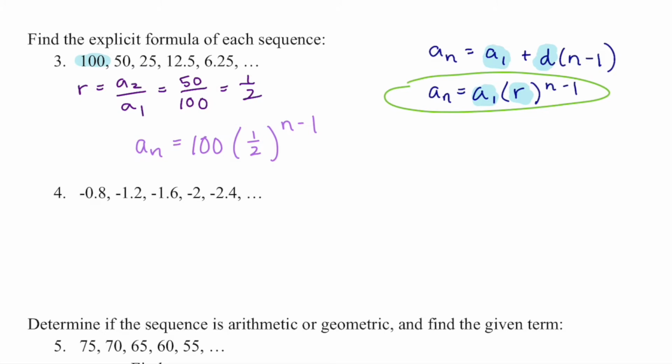I want you guys to keep in mind that the common ratio is always being multiplied. Yes, you can get from 100 to 50 by dividing by 2. You can get from 50 to 25 by dividing by 2, but you can't plug in dividing by 2 into a formula, right? The common ratio is always what you're multiplying by. If you're dividing, you're multiplying by a fraction. So just keep that in mind.